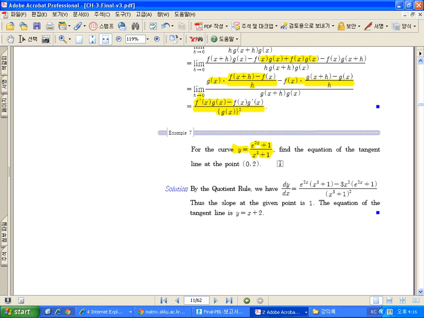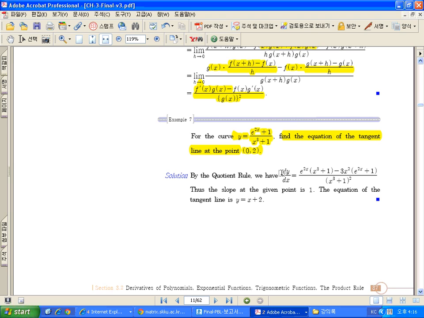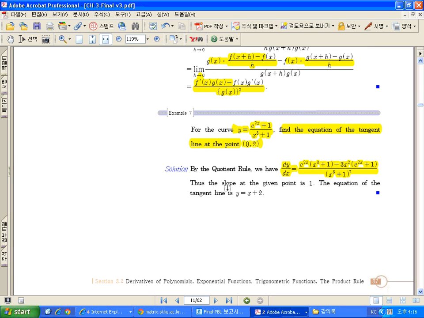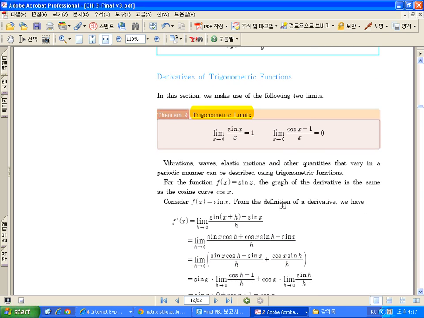We can use the quotient rule to find the equation of the tangent line of this function at the point (0, 2). All we have to do is find the derivative of this function y, and then we know the slope at the given point is 1. So the equation comes from this, because the slope is 1 and it should pass through (0, 2). So minus 2 moves to here to make y equal to x plus 2. It's just simple. And then trigonometric limits here.